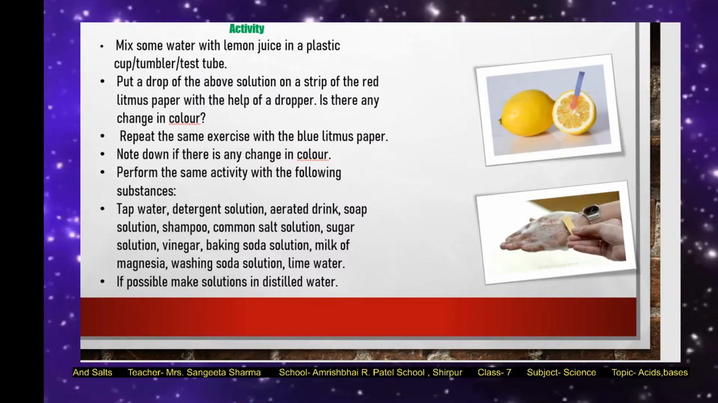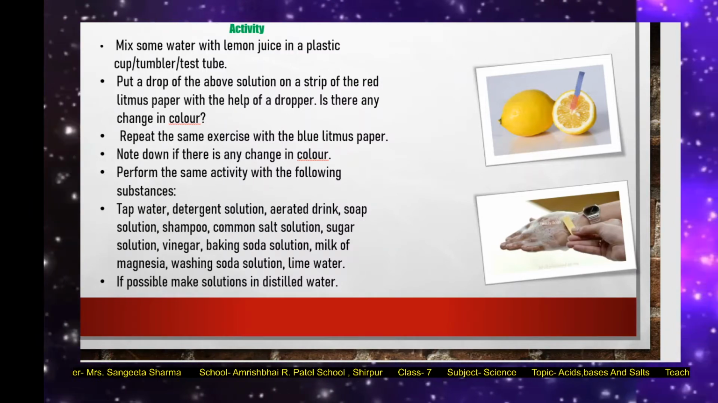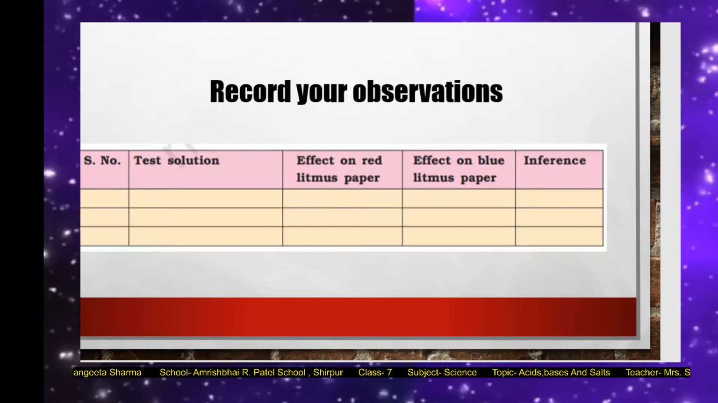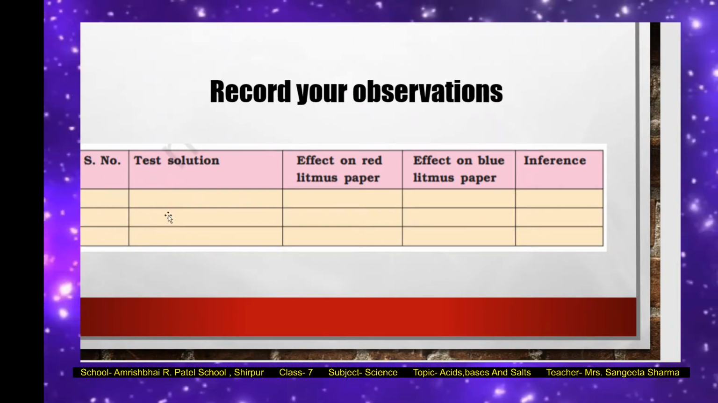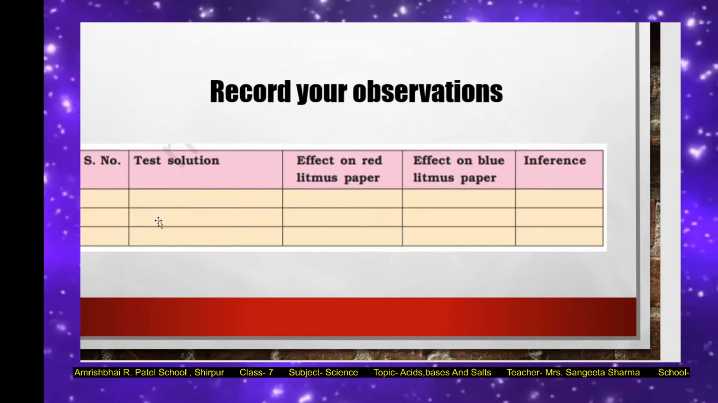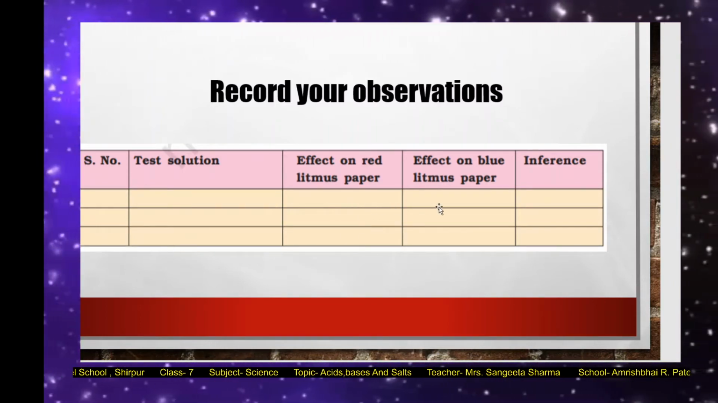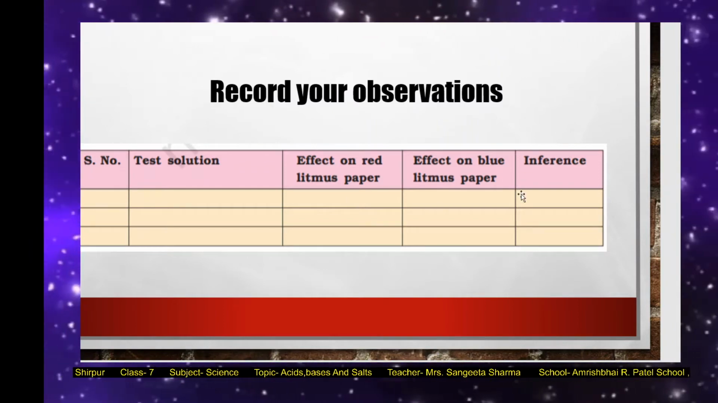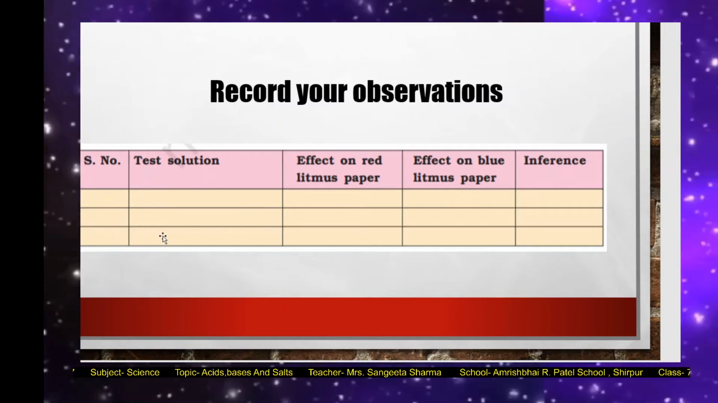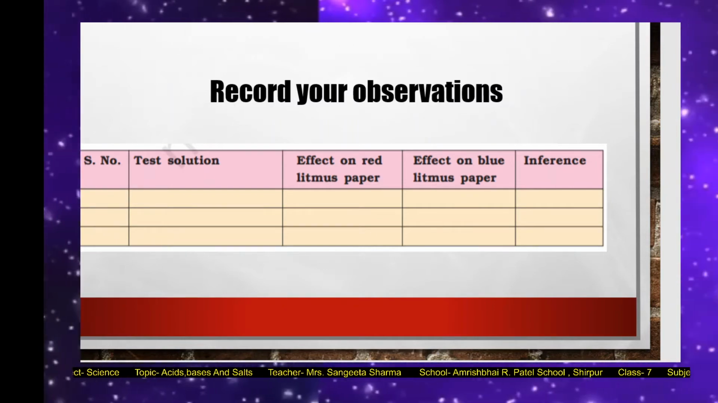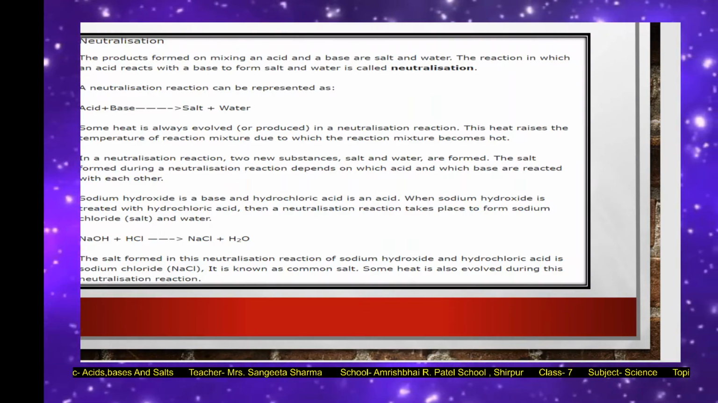Whenever you are using a solution, you will record your observations in this table. Write the serial number and how many test solutions you are taking, and write the effect of each solution on the red litmus paper and the blue litmus paper. Then you will write the result. According to the change in color of the indicator, you will write whether the solution is acidic or basic.